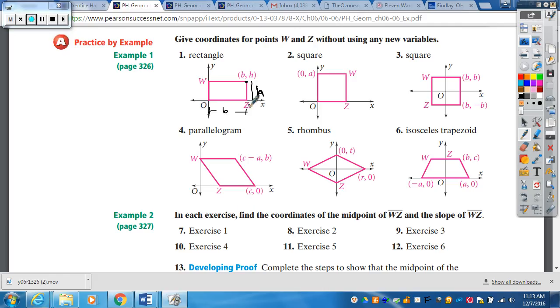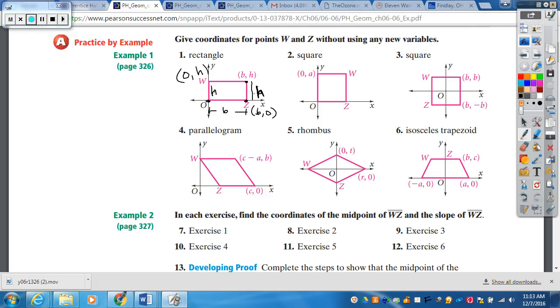And so Z being B units from 0 is going to be B comma 0. The Y value is 0; I'm not going up or down. This length transferred over here, because it's a rectangle, is going to be a length of H as well. So W is going to be 0, the X value is 0, we're not going left or right at all. We're just going straight up, comma H.